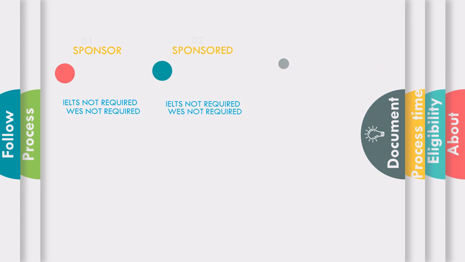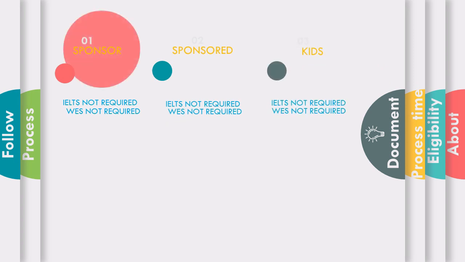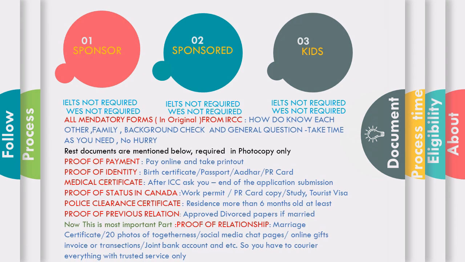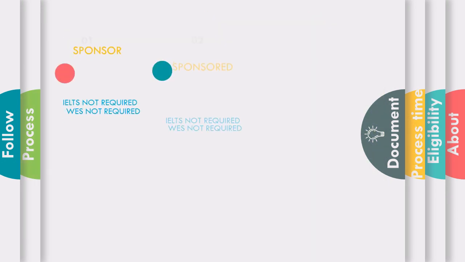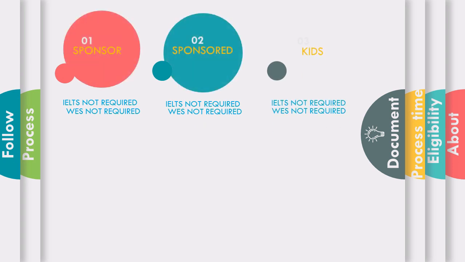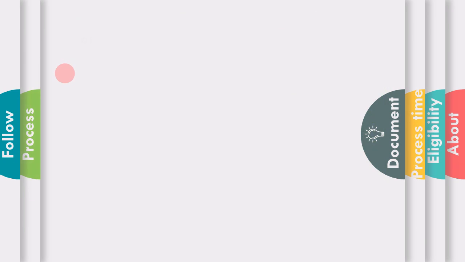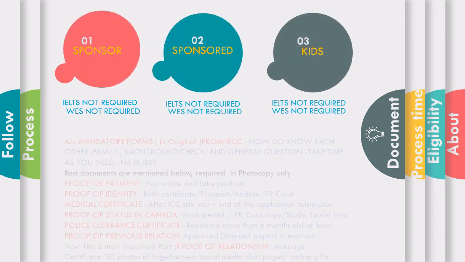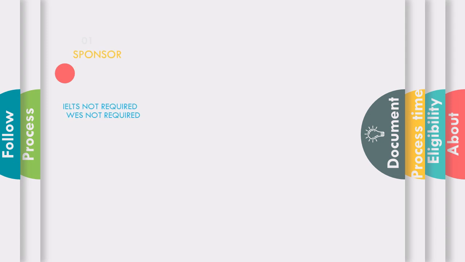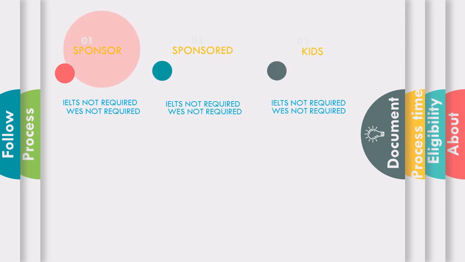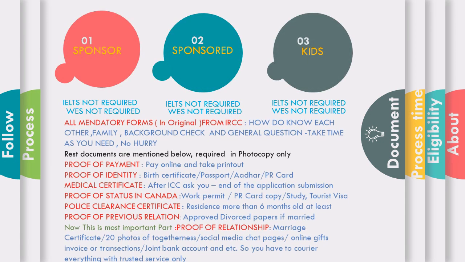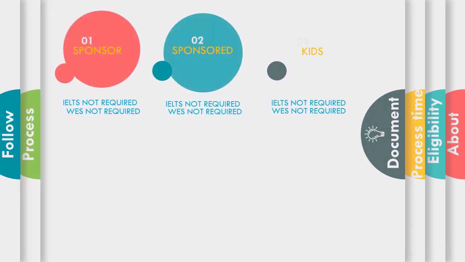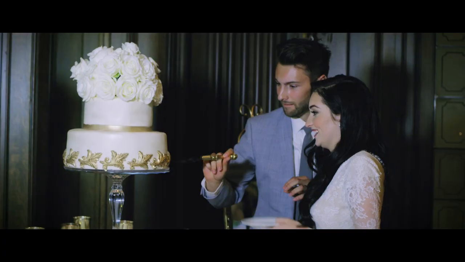Then your medical certificate. After IRCC asks you, at the end of the application submission, you will go through the medical certificates also. Then a proof of status in Canada: a person who is sponsoring a common law partner is required to submit a photocopy of a work permit or a PR card copy or a study status or a tourist visa status copy also. Then you require a police clearance certificate, for residence of more than 6 months at least.